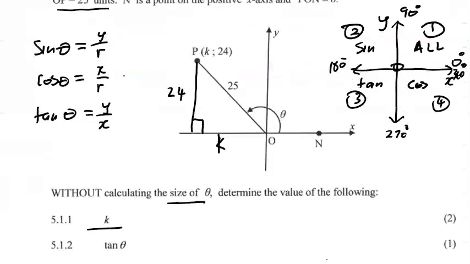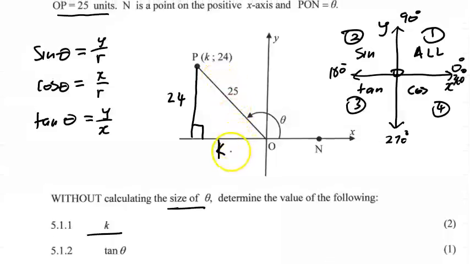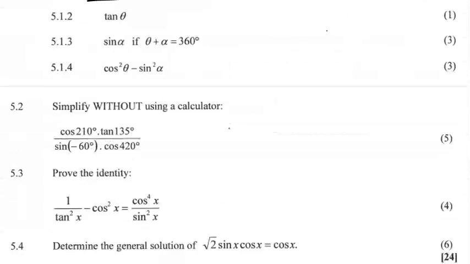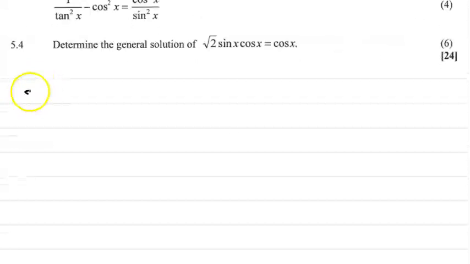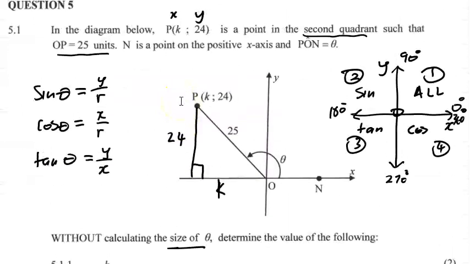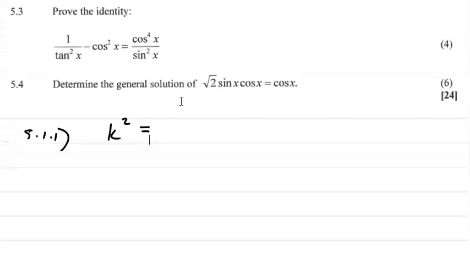We can find K using the theorem of Pythagoras. Remember now that this is my x value, and I have r and y, so K squared is 25 squared minus 24 squared, using the theorem of Pythagoras, which states that in a right-angled triangle the square on the hypotenuse is equal to the sum of the squares of the other two sides. So let's go work that out. 5.1.1, we'll say K squared is equal to 25 squared minus 24 squared.